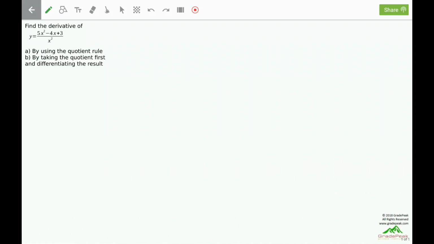Find the derivative of y equals 5x squared minus 4x plus 3 all over x squared, A, by using the quotient rule, B, by taking the quotient first, and differentiating the result. For part A, y is the quotient, the division of two different expressions: 5x squared minus 4x plus 3 over x squared. The derivative, y prime, or dy dx, will require the quotient rule.